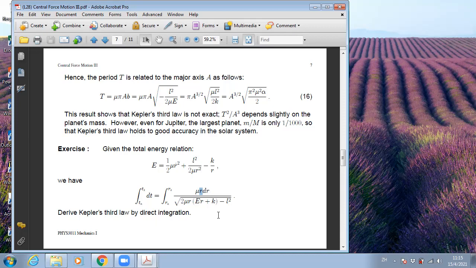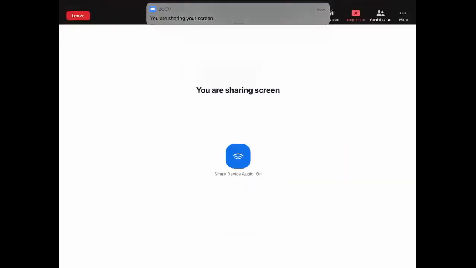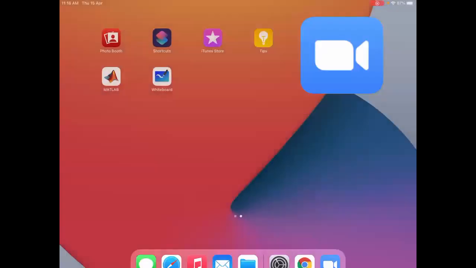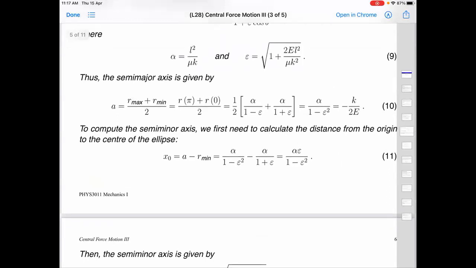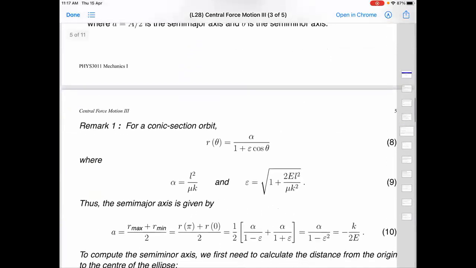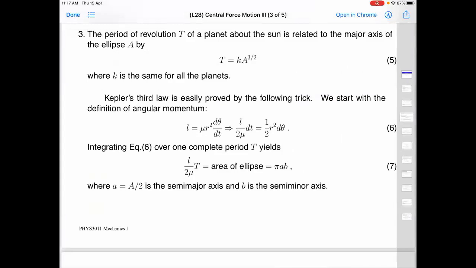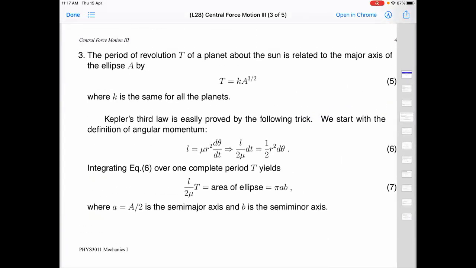Now we'll try to go through it through the trick. Let's do it together using the small trick. So this is the third law.